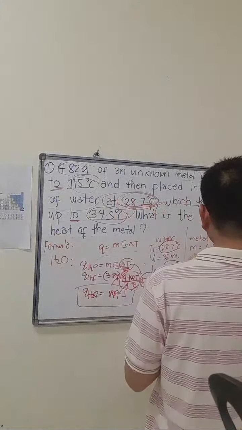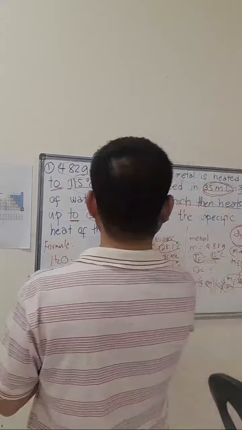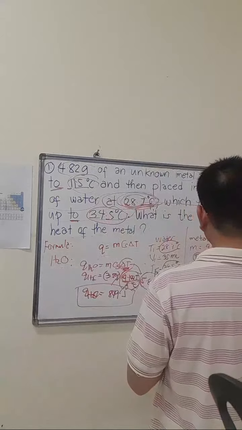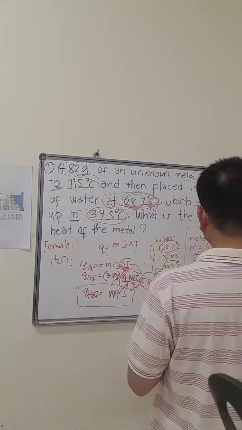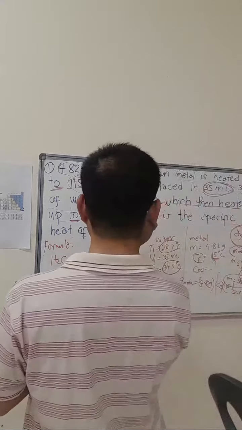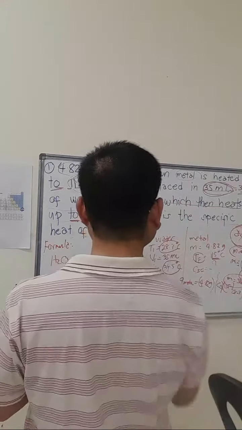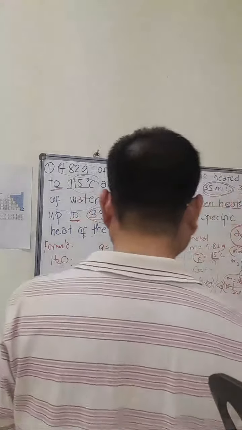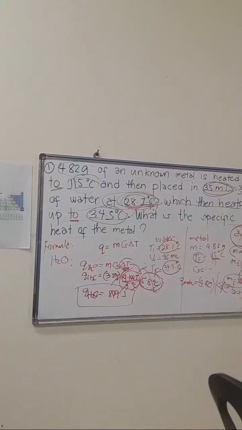So 115 minus 28.7, the initial of the metal also. Here is the 34. This is the 5.8, because the 5.8 is the temperature difference for the water. So 115 minus 28.7.